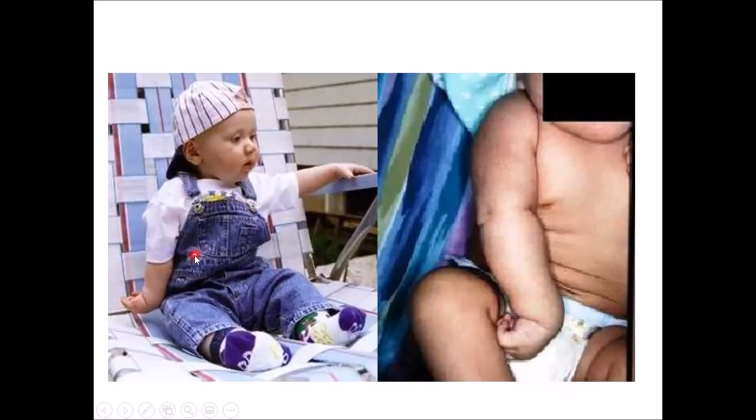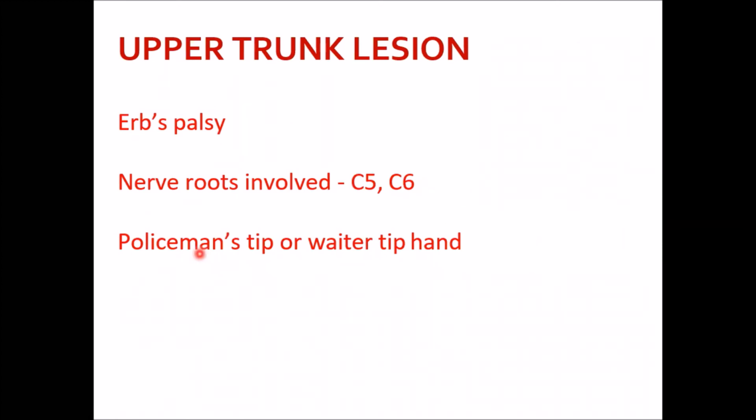And this is again the policeman's tip sign in this baby due to Erb's paralysis. And in upper trunk lesion, these 3 things have to be remembered: injury of the upper trunk is called Erb's palsy, nerve roots involved are C5, C6, and injury of this lesion causes policeman's tip or waiter's tip hand position of the upper arm.